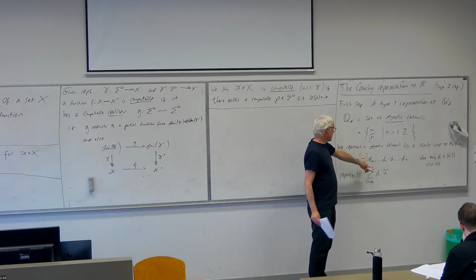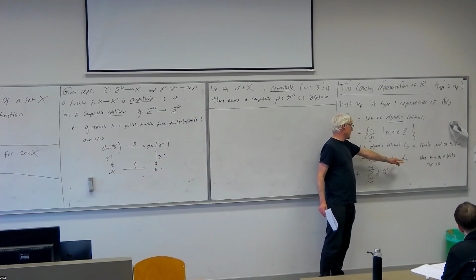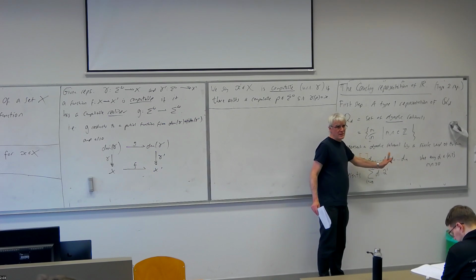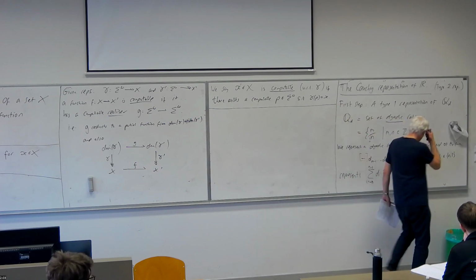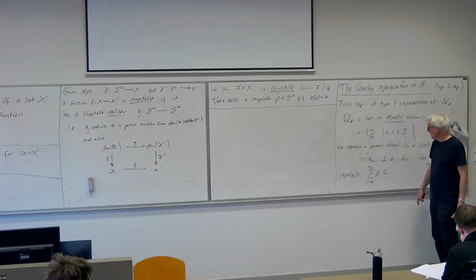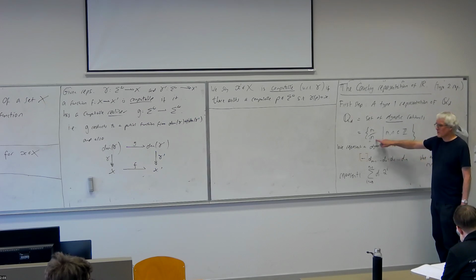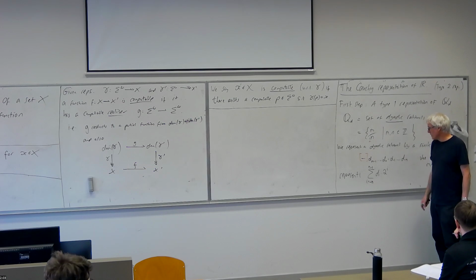So it's clear that every such finite word represents a dyadic rational because we're simply summing multiples of fractions of 1 over 2 to the n. Hopefully, it's also equally clear that you can represent any dyadic rational in this way by just taking a suitably large denominator and then filling in the rest of the sequence.